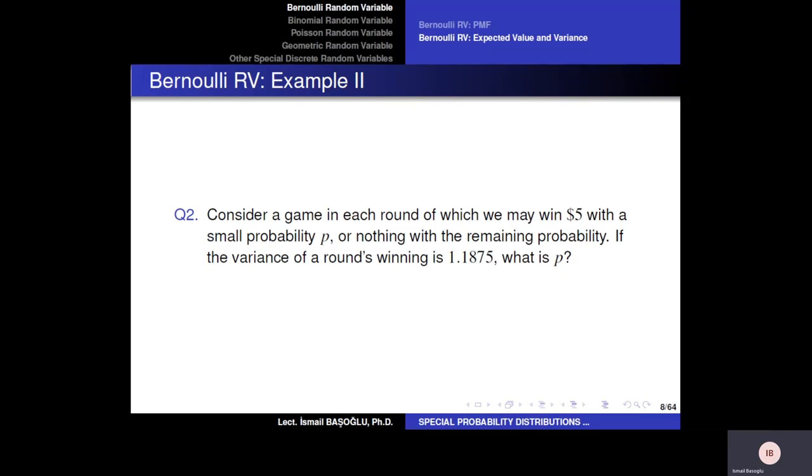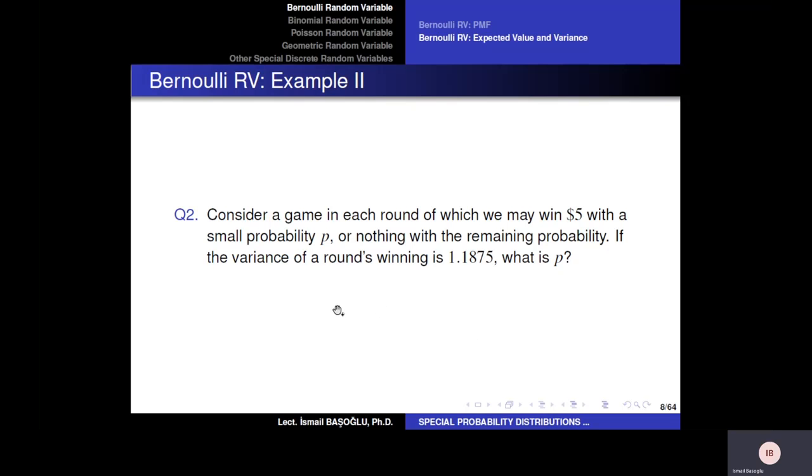Now let us solve another question. We consider a game in each round of which we may win $5 with a small probability P or nothing with the remaining probability. Now this question is emphasizing two things. The amount of winning at the end of a round of this game is either 0 or 5. Therefore, it does not exactly conform to the properties of a Bernoulli random variable. Remember, a Bernoulli random variable can only take a 0 or 1 value.